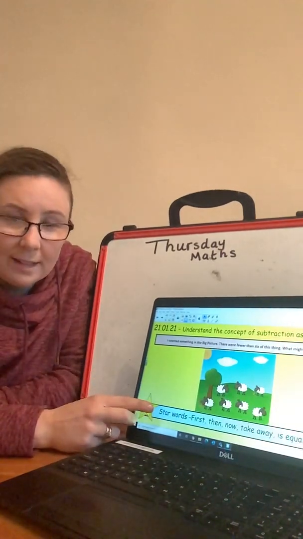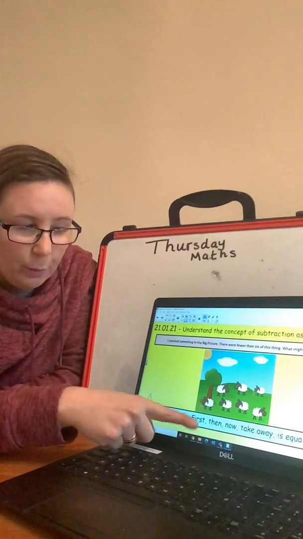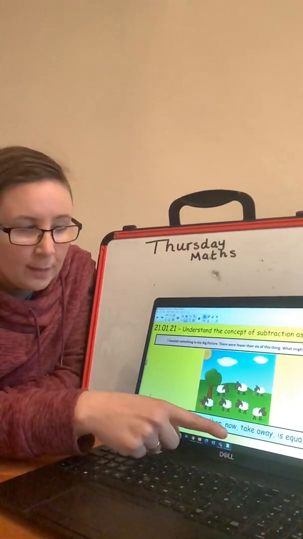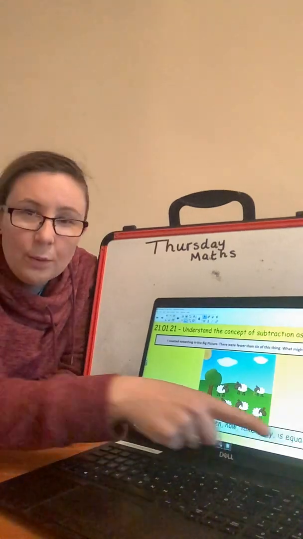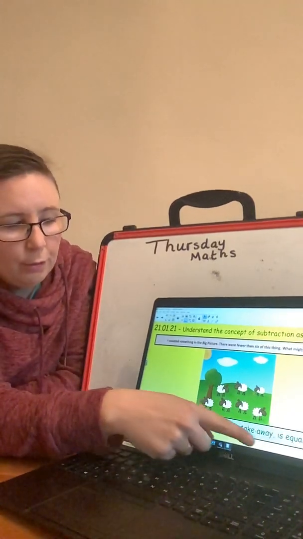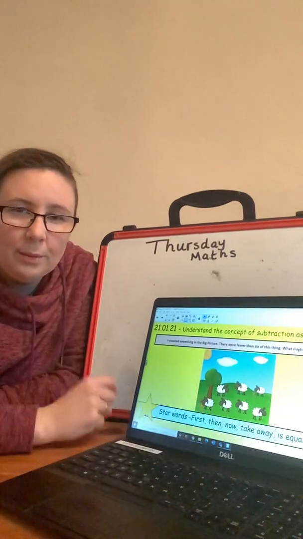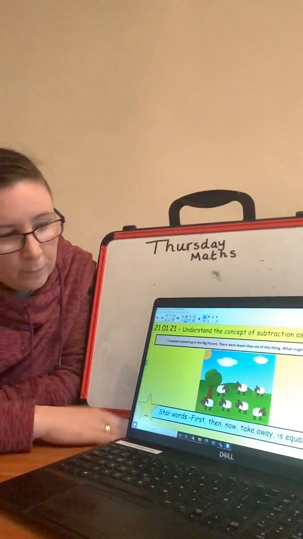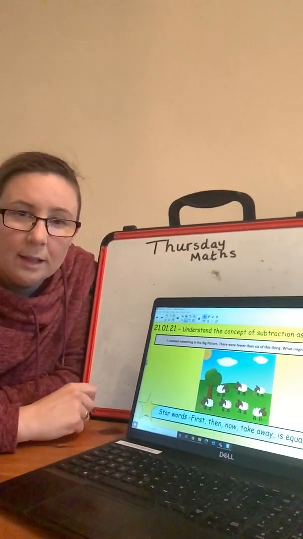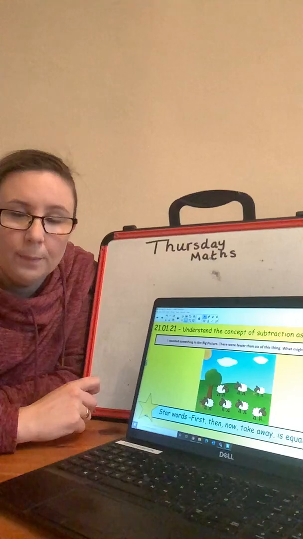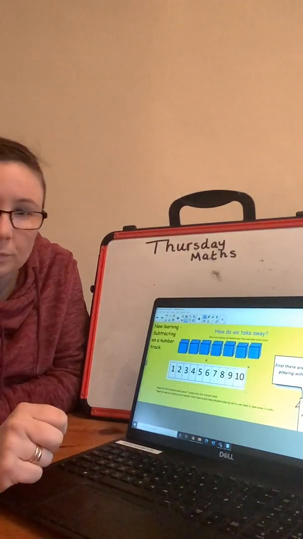Now let's have a look at our star words today. So listen out for these in our lesson. Our star words today are first. We know this one well now, don't we? And then, next, take away, and is equal to. I wonder if you could tell your grown-ups at home, what does take away mean? Put it into a sentence for them. And what does is equal to mean? I wonder if you can put that in a sentence too. That will show good understanding of your lesson so far.